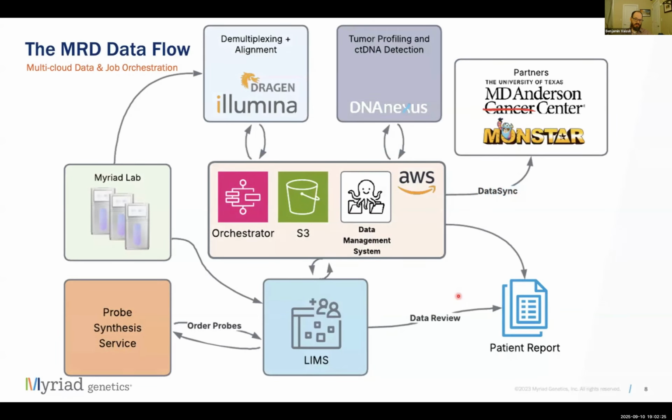So what does this bring us to? It brings us to our production infrastructure, this diagram. There are a lot of parts to this diagram, so I'm going to go through it piece by piece. First, we're going to start with the Myriad lab, which houses the Illumina NovaSeq X sequencers. We have AWS, which houses our data management system, our S3 data stores, and our orchestrator.